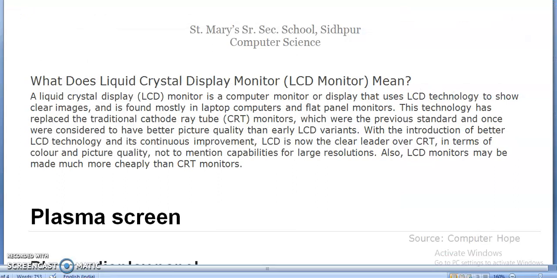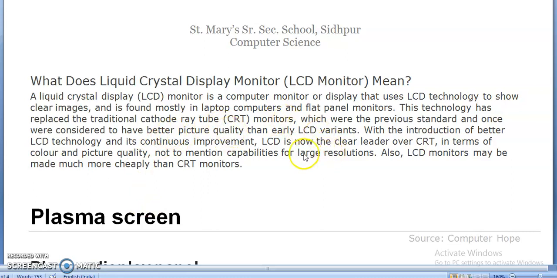Continuing about the LCD monitors, a liquid crystal display monitor is a computer monitor or a display that uses LCD technology to show clear images and is found mostly in laptop computers and flat panel monitors. This technology has replaced the traditional cathode ray tube monitors, which were the previous standard and once were considered to have better picture quality than earlier LCD variants.